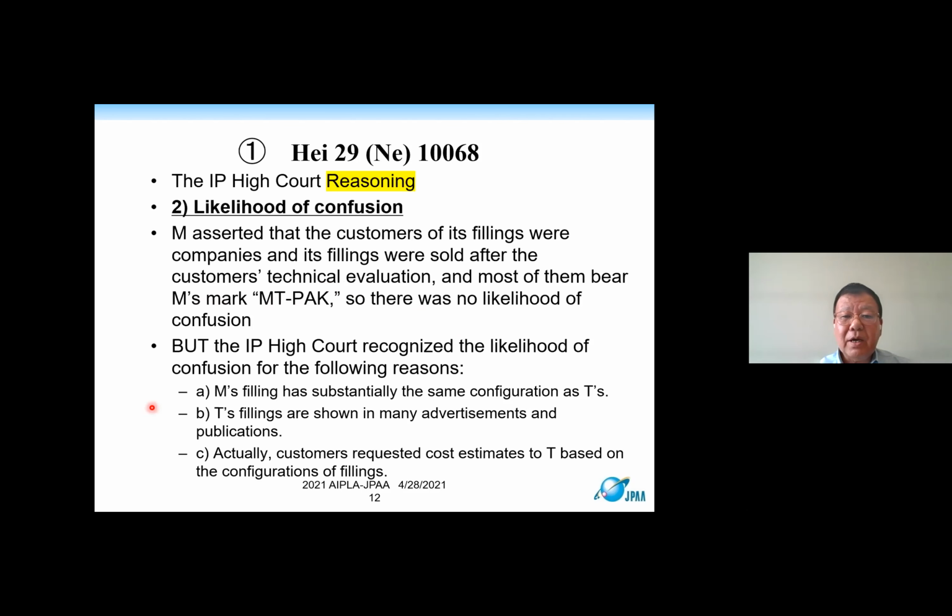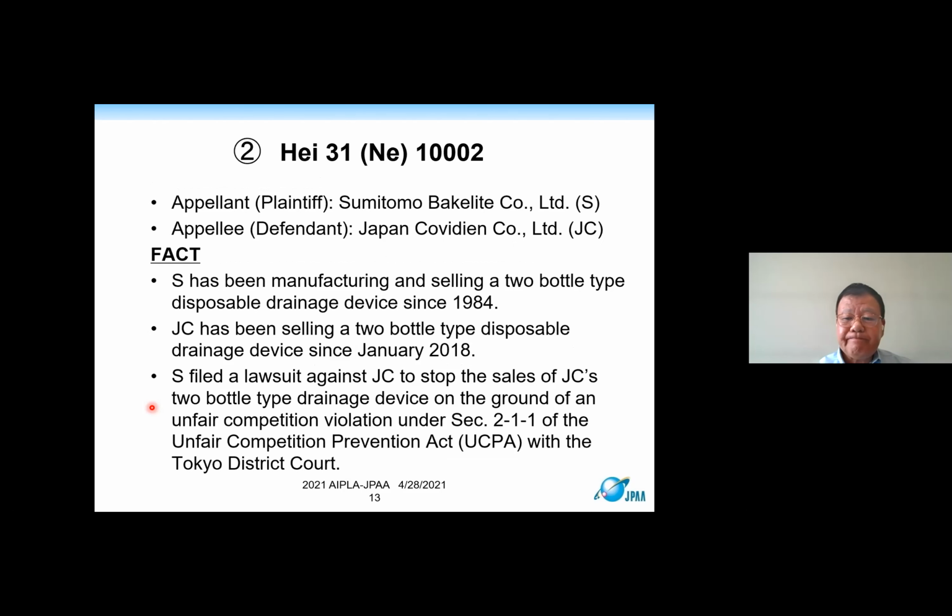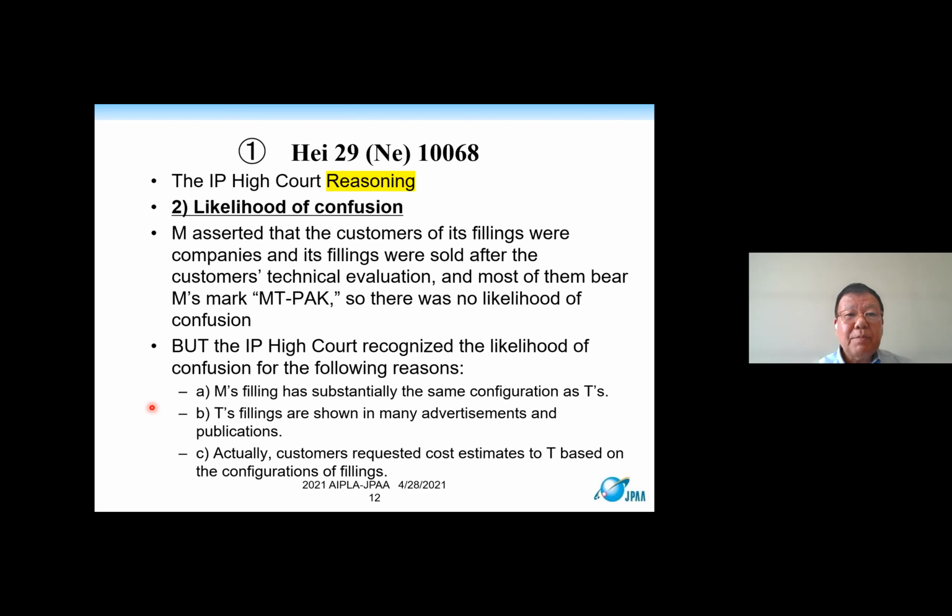Matsui's filling has substantially the same configuration as Tsukishima's. And Tsukishima's fillings are shown in many advertisements and publications. And actually, a customer requested a cost estimate from Tsukishima based on the configuration of the filling. So the IP High Court concluded that likelihood of confusion exists.